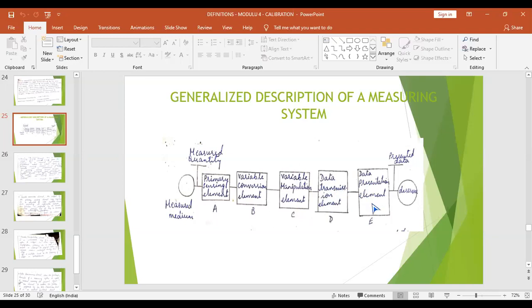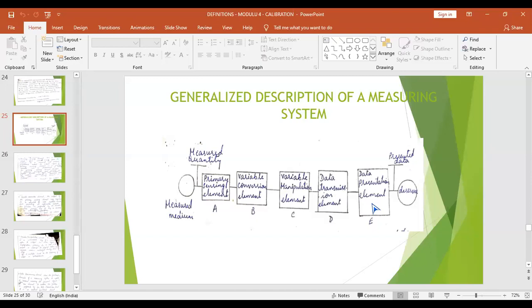In this case, measurement of strain, the data presentation element is the strain indicator. In this strain indicator, you can measure the bending strain on the cantilever beam. By the application of the load on the cantilever beam, there will be a change in the strain.